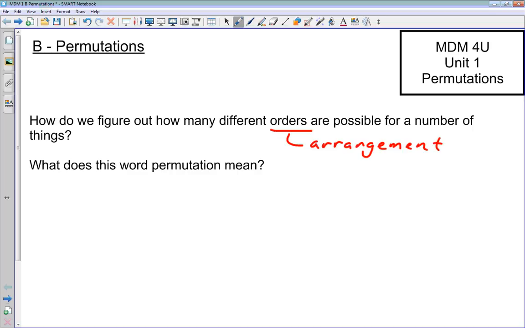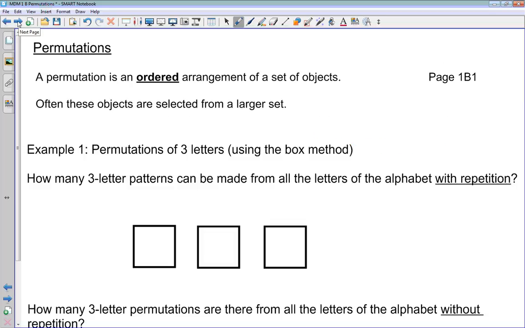Now, this lesson is called Permutations. This is also the title of this unit, Permutations. What we want to know is, what does this word permutation actually mean? It turns out these two questions are actually asking the same thing. A permutation is just a way of figuring out how many different orders are possible for a number of things. So here we are, permutations.